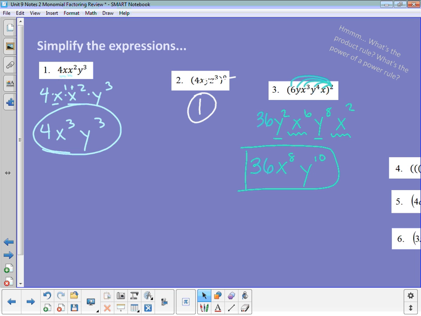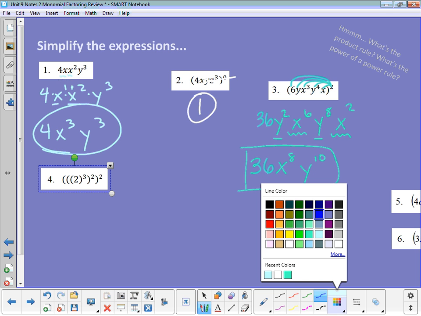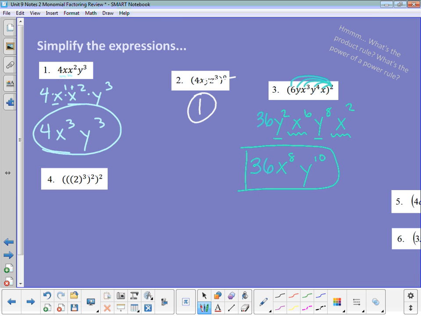Let's look at number 4 together. In number 4, I have 2 inside, all raised to the third power, then the second power, then the second power. So what happens here is I need to multiply all 3 of those. So I really have 2 to the 3 times 2 times 2 power. Well, 3 times 2 is 6, and times another 2 is 12. That's the same thing as 2 to the 12th power. And if we plug that into our calculator, 2 to the 12th is equal to 4,096.